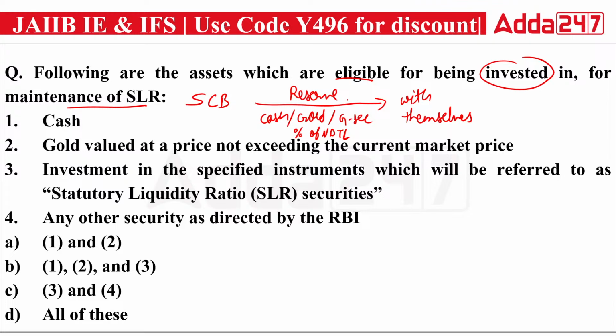Which of the following is correct here? First is saying cash, second is saying gold valued at price not exceeding current market price. Third is saying investment in the specified instrument which will be referred to as SLR security. Fourth, any other security as directed by the Reserve Bank. The right answer will be four. Actually, all of the above.